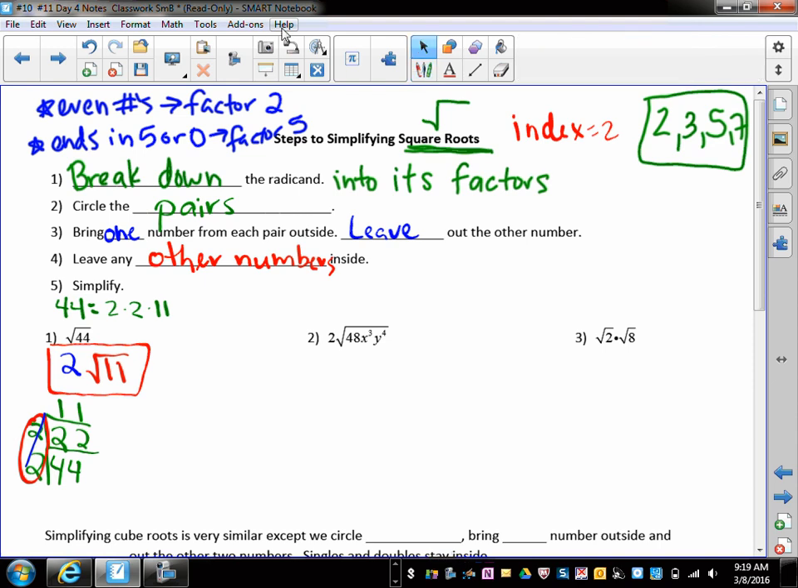Alright. So again, we are breaking down the radical into its factors. In this ladder method, where you divide out, circle your pairs, and when you have a pair, you bring 1 of those numbers out in front. You disregard the other one, throw it in the trash. Then anything else that's left stays underneath the radical. Okay?